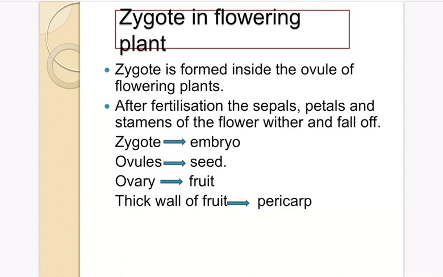And in case of the flowering plants, zygote is formed inside the ovule. After fertilization, sepals, petals and stamens of the flower fall off, wither off, and the zygote develops into embryo. Ovules will become seeds. So if you say, what are seeds? Technically, biologically, you have to say, developed ovules are seeds. Remember? Bija, seed. And what is a fruit? All of us being biology students, we should say, developed ovary is a fruit. And thick wall of the fruit around it is pericarp. So these are the words that you should remember whenever you speak of them.